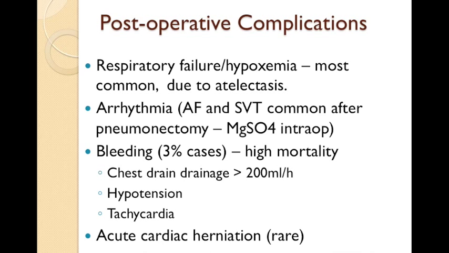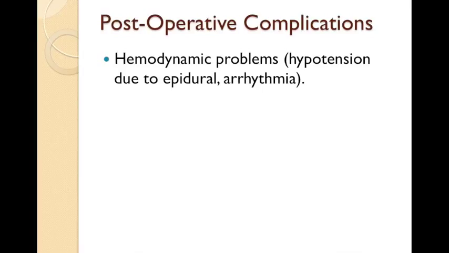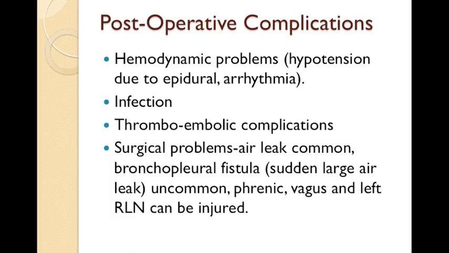Cardiac herniation, I mentioned that briefly when we were talking about that multiple choice last week. It's very rare, but it's very dangerous because it causes kinking of the mediastinal vessels and severe hypotension. And then there's the problems that we cause with our epidural, hypotension, and hypotension can also be from arrhythmias. Infection can occur down the line. They can get pulmonary emboli and the surgical problem of an air leak. Air leaks are common because obviously they've cut the lung, but the big one we worry about is a bronchopleural fistula. That's when they get a very sudden large air leak, and that's very uncommon.